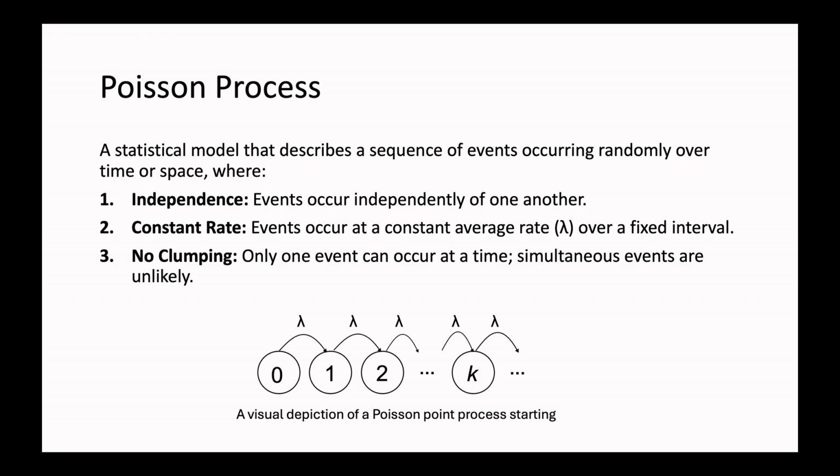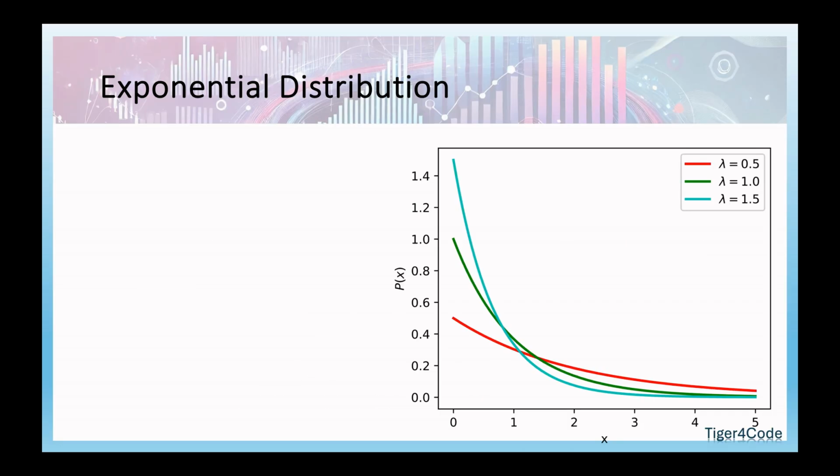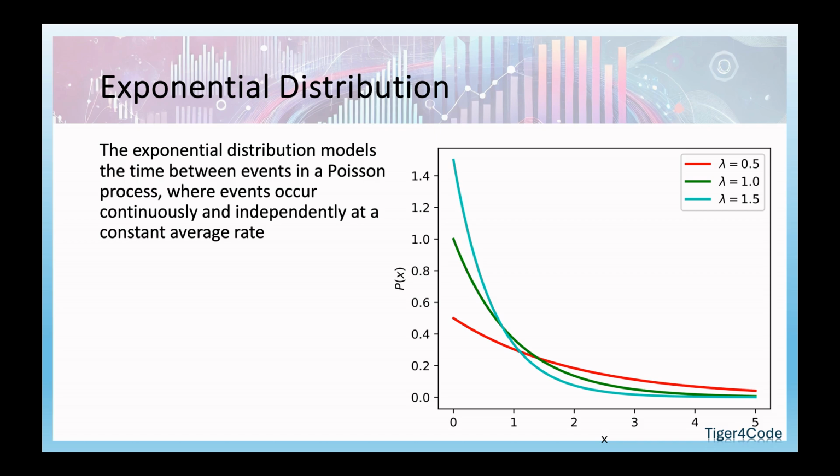Now, let us look at the exponential distribution. This distribution models the time between events in a Poisson process. In simple terms, it tells us how long we might wait before the next event happens. The shape of the exponential distribution is a right-skewed curve, starting high at x equals 0 and gradually decaying as the value increases. The key feature is its memoryless nature, meaning that the probability of an event occurring in the future is independent of how much time has already passed.